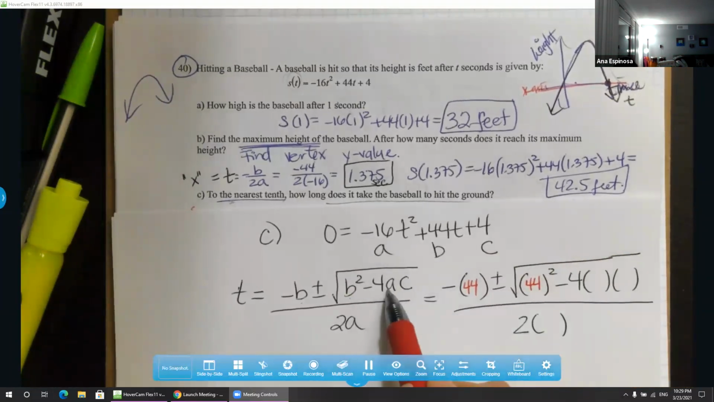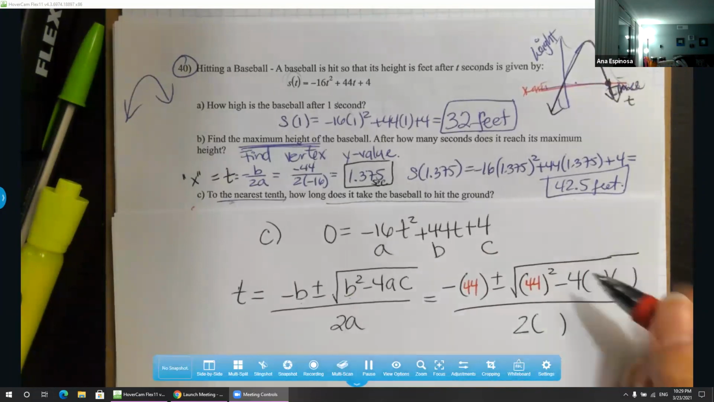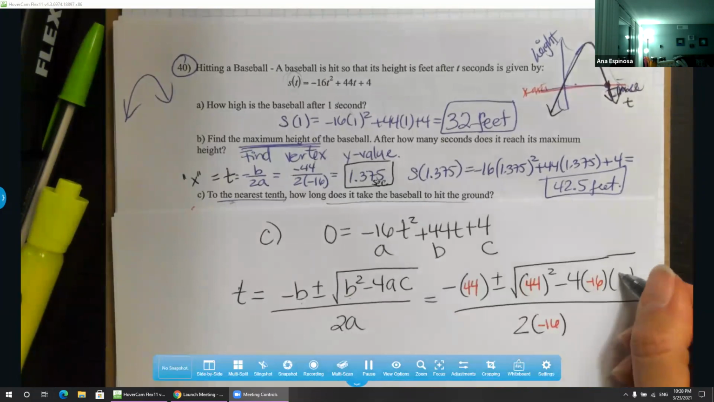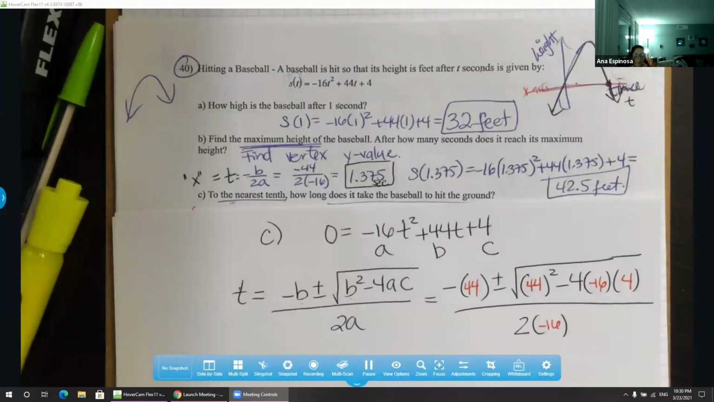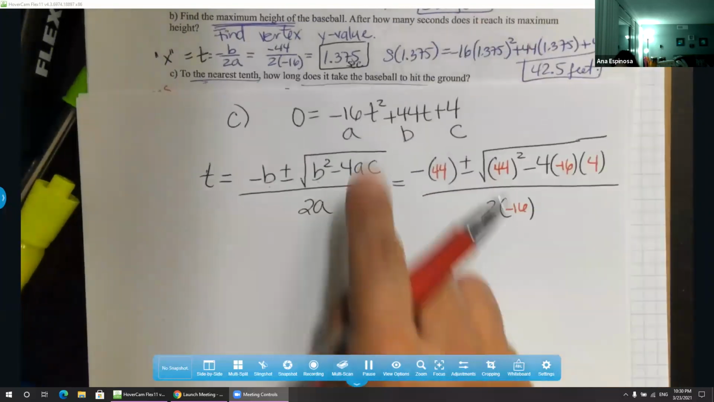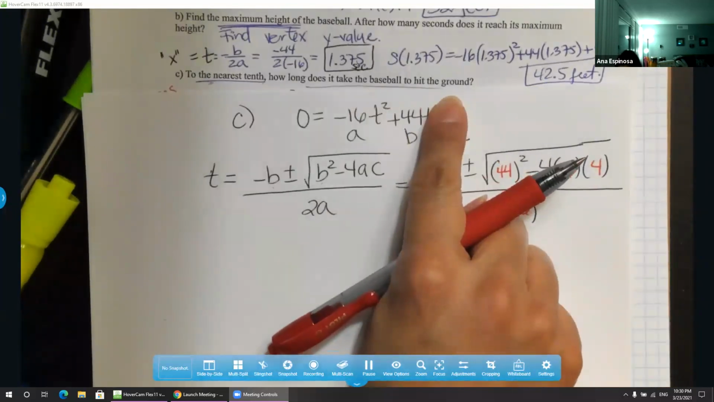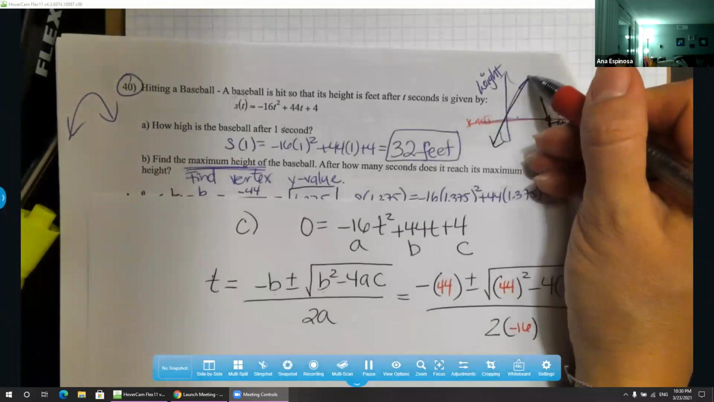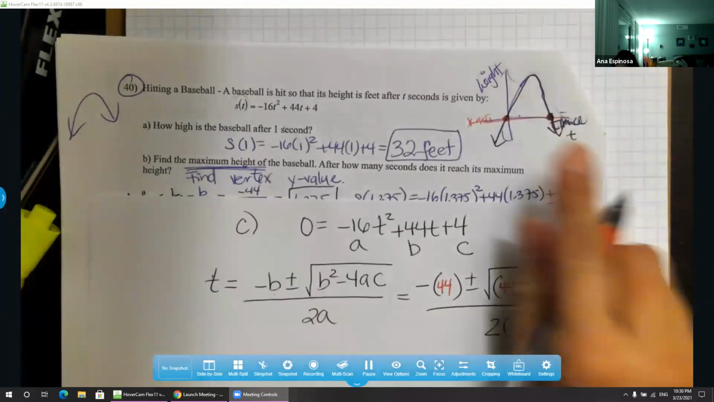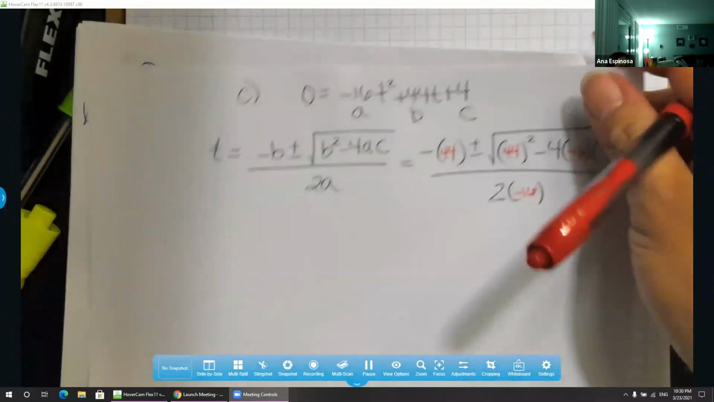Okay, then it's followed by A's down here. So that's negative 16. And the C is the last one that just goes in once. So I'm trying to find the time in which the baseball will hit the ground. It's going to hit the ground, right? Because you're shooting it up. So it's actually 2 times. It's here and here. But if we get any negative answers, we need to get rid of them.